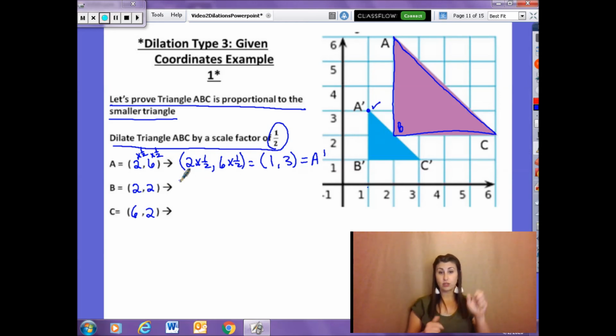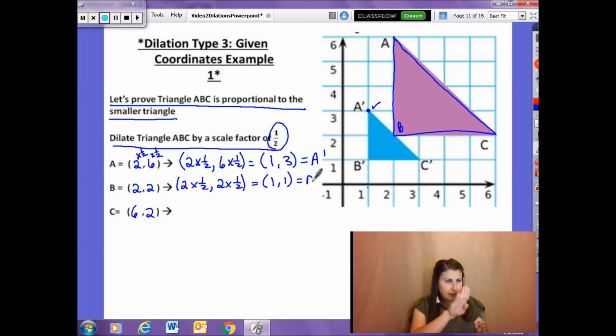Let's try the next one. 2, 2. 2 times 1/2, and then 2 times 1/2. That equals, this makes 1, 1, which equals B prime. Let's check. 1, 1. Okay, works. Let's try the next one.